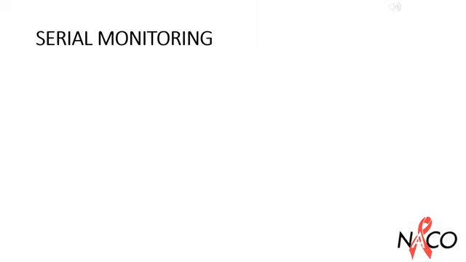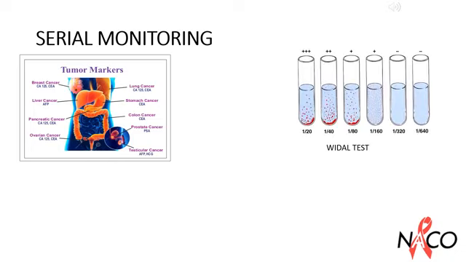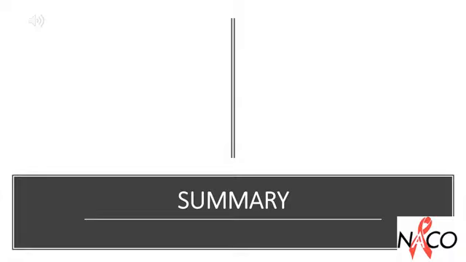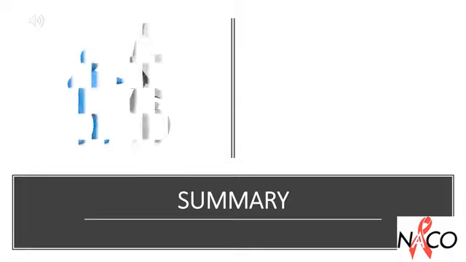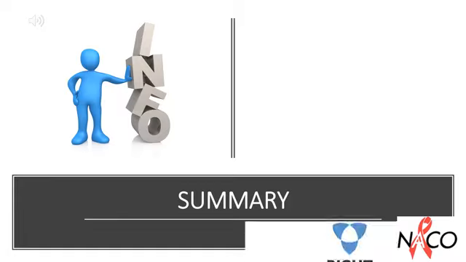Serial monitoring, or monitoring a patient over time for specific conditions, is done for various tests. For example, different tumor markers, and antibody titers for follow-up of patient after treatment, for example, Widal test, HIV and VDRL. Thus, giving out clear instructions to the patient regarding collection of specimen ensures good quality testing and thus the right result.